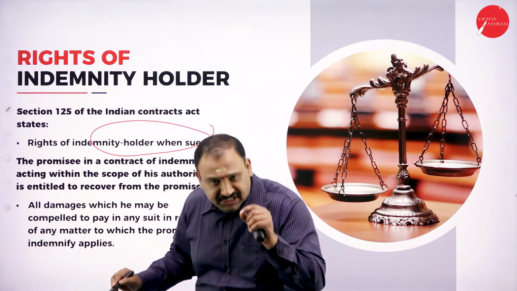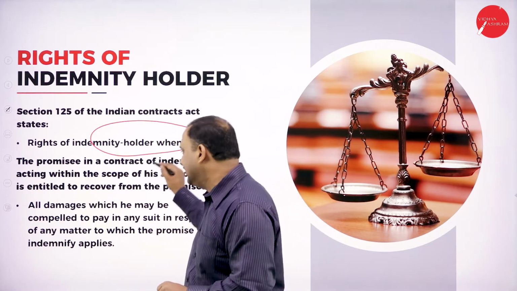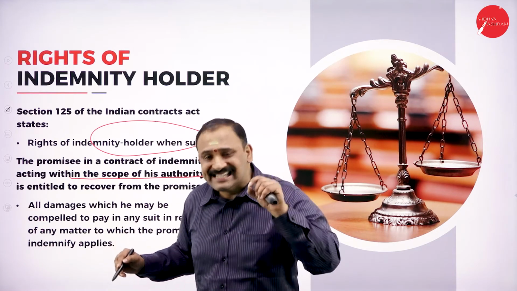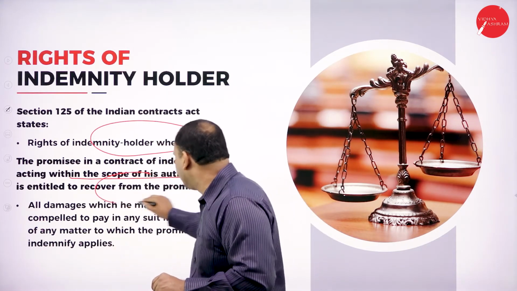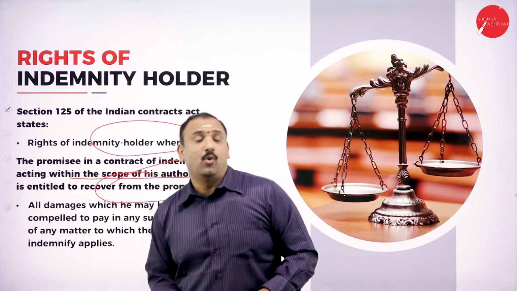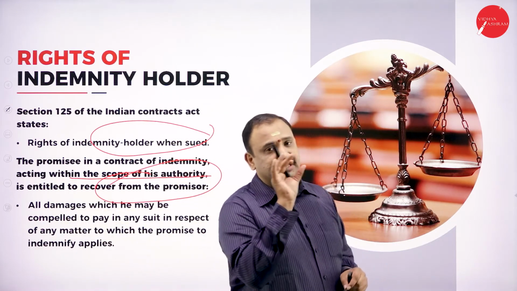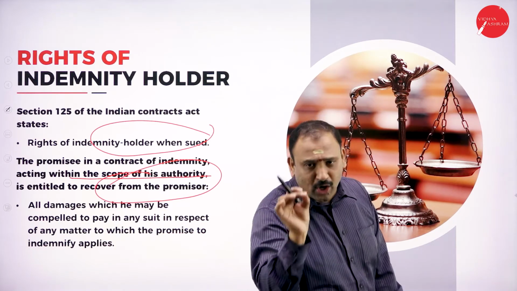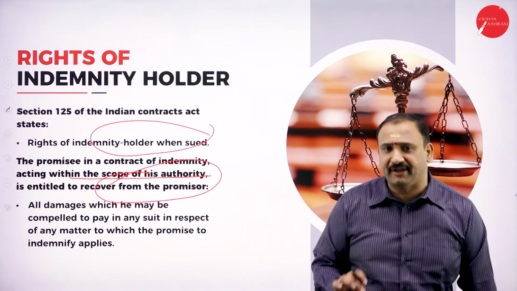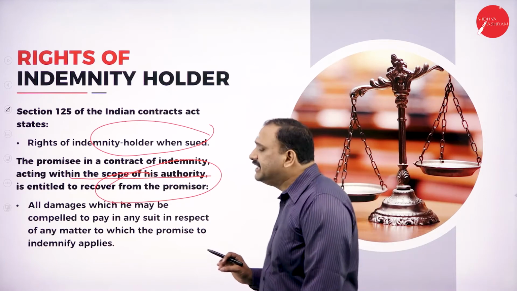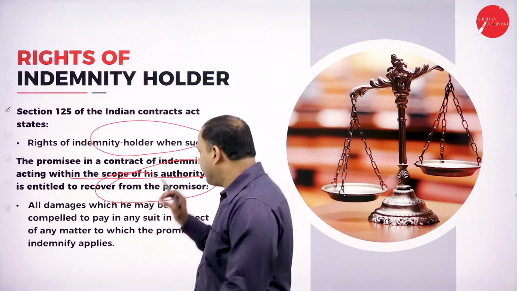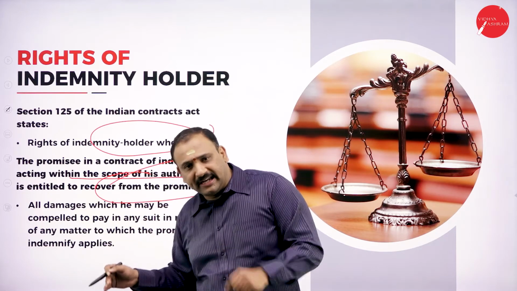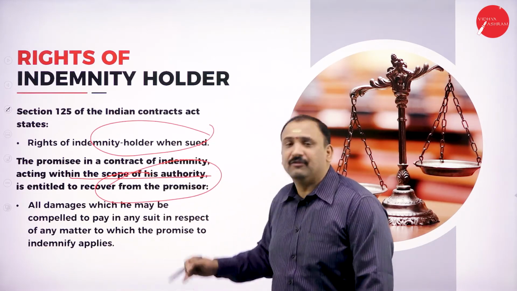The promisee in a contract of indemnity acting within the scope of his authority is entitled to recover from the promisor. What is he entitled to? Now, let's first understand the scenario very clearly. According to Section 125 of the Indian Contract Act, the promisee, in a contract of indemnity, acting within the scope.